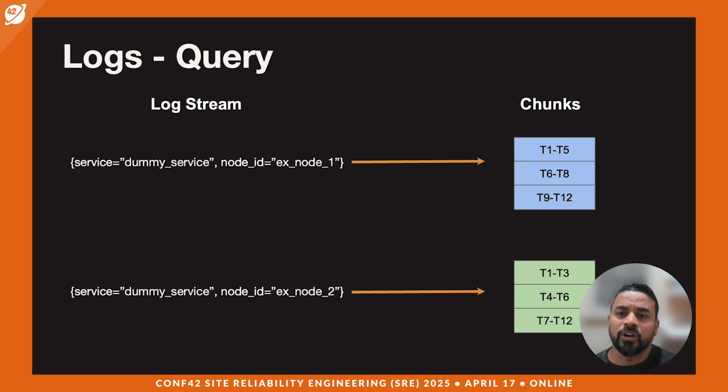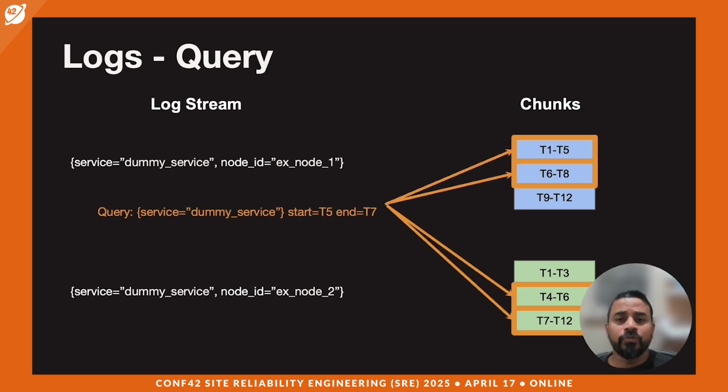So, how do we retrieve logs efficiently in Loki? When a query is executed, Loki first looks at the metadata index to determine which chunks contain the relevant logs. For example, if we query service equals dummy service and node ID equals example node 1, for logs between timestamp T5 and T7, Loki only fetches the chunks that fall within the time range. It does not need to scan through all the logs, just the ones that match the query criteria. This makes queries fast, efficient, and scalable, even when dealing with massive amounts of log data.